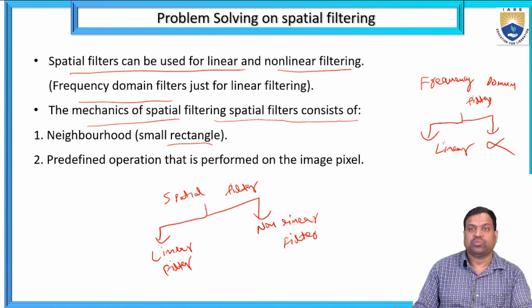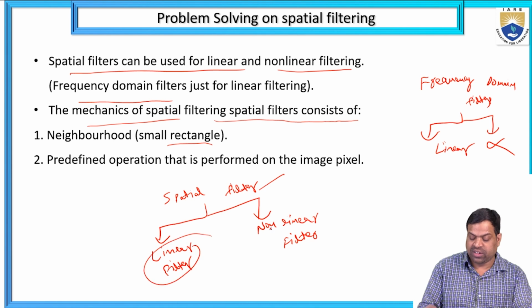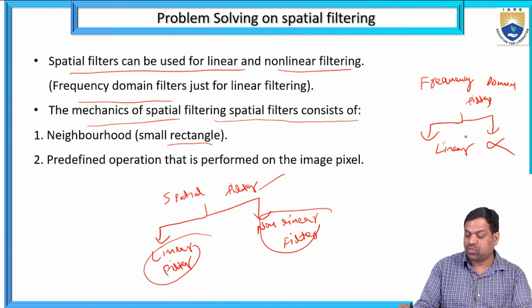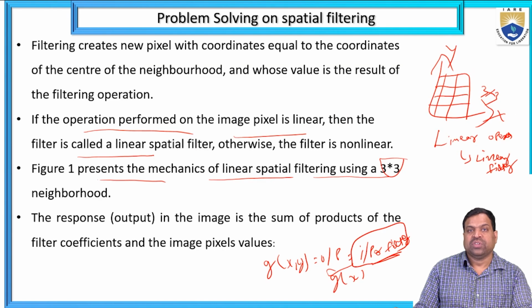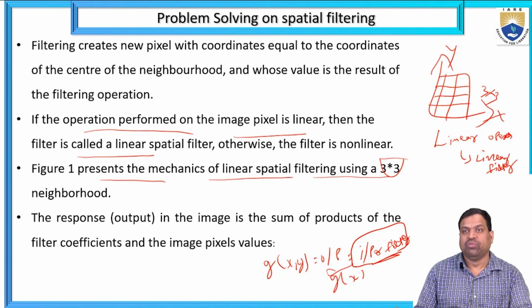The mechanics of spatial filtering is nothing but a neighborhood or small rectangle, and a predefined operation is performed on the image pixel. So spatial filtering is of two types, linear and non-linear, but frequency filtering is only linear. There is no non-linear. So it is a 3 by 3 matrix, that is, a 3 by 3 neighborhood of x and y coordinates in the spatial domain f. Filtering creates a new pixel with coordinates equal to the coordinates of the center of the neighborhood, and whose value is the result of the filtering operation.